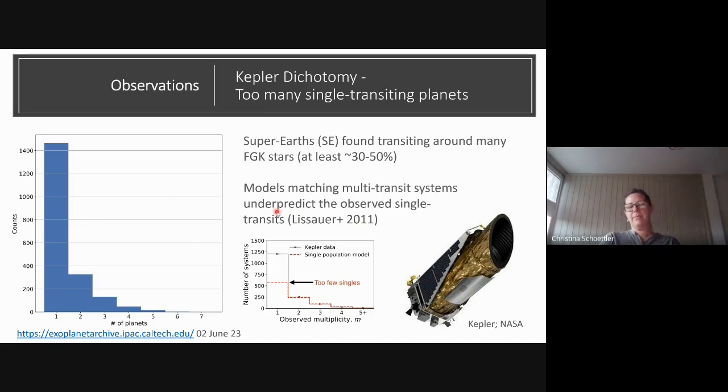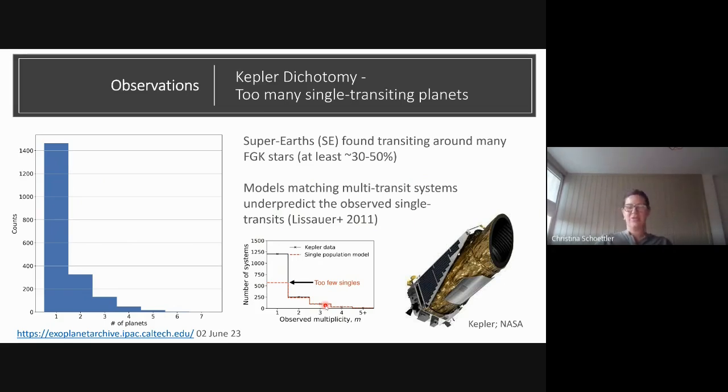And they looked at many different models, and the models which matched these multi-transiting systems the best actually predicted much, much, much fewer single transiting systems. We can see this here. This is where this population model would have predicted what we observe in regards to multiplicity. But the Kepler data here was from 2011, so you can see how many more planets we have found since then. But we can see that there's quite a large excess of single transiting systems that cannot be explained with the same planet formation model that forms the multi-transiting systems.